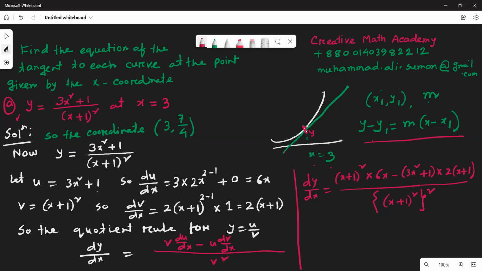Okay. Now if we take (x plus 1) common from both of these, what will we get here? We will get (x plus 1) into [(x plus 1) times 6x minus (3x squared plus 1) into 2]. And the denominator, (x plus 1) squared, whole squared, will be (x plus 1) to the power 4.